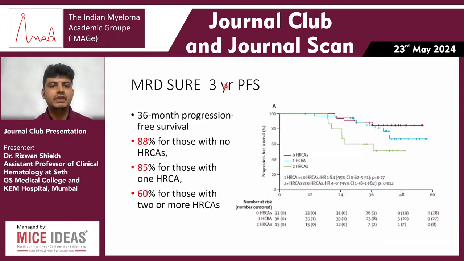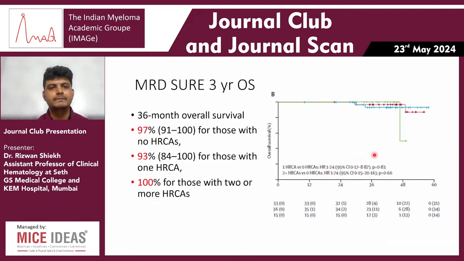If you look at the 3-year PFS of patients who went on to the MRD SURE phase, it was around 88% with no abnormalities, 85% with 1 chromosomal abnormality, and 60% for those who had 2 or more high-risk chromosomal abnormalities. Coming to the OS, the 36-month overall survival was 97% for no high-risk abnormalities, 93% for those with 1 high-risk abnormality, and 100% for those with 2 or more high-risk abnormalities.